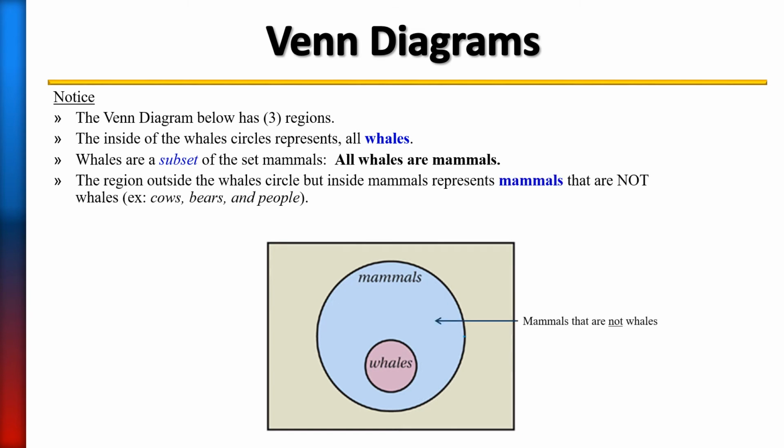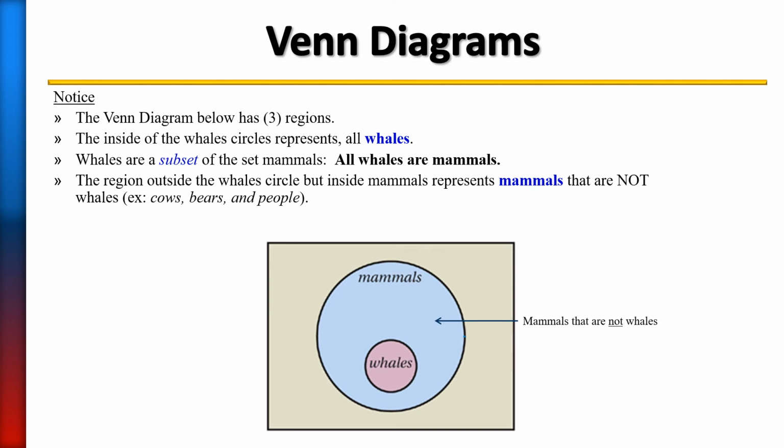Now the region that is outside of the whales, they are mammals, yes, but they're just not whales. So when you want to classify whales, they would have to go into the pink circle, that subset there. Anything that's still a mammal but not a whale would be in the blue region, such as cows, bears, and people, and so forth.